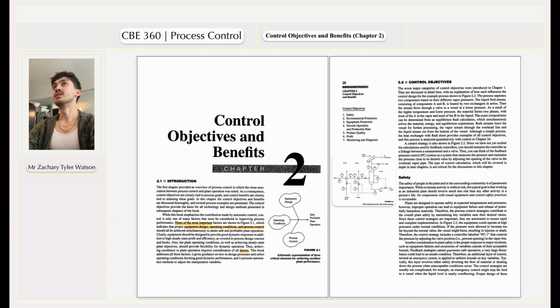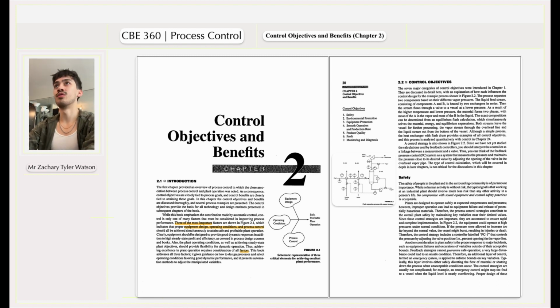Clearly, equipment should be designed to provide good dynamic responses in addition to high steady-state profit and efficiency, as covered in process design courses and books. Also, the plant operating conditions should achieve steady-state plant objectives. The operating conditions should provide flexibility for dynamic operation. Thus, achieving excellence in plant operation requires considering all factors, and this book addresses all three factors. It gives guidance on how to design processes and select operating conditions, favoring good dynamic performance, and it presents automatic methods to adjust the manipulated variable.